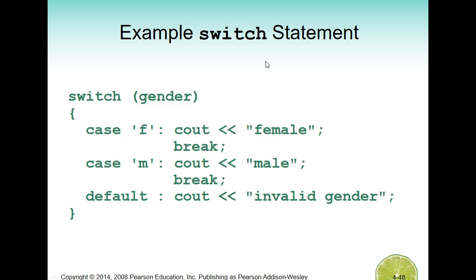So this is an example of what a switch case statement might look like. The switch keyword and the case are keywords, switch and case. Gender would be a variable or identifier that you would have created, and in this case it's checking a character value, and if the value that was inputted was an F, then it would output female. If it was an M, output male. Otherwise the default is invalid choice.